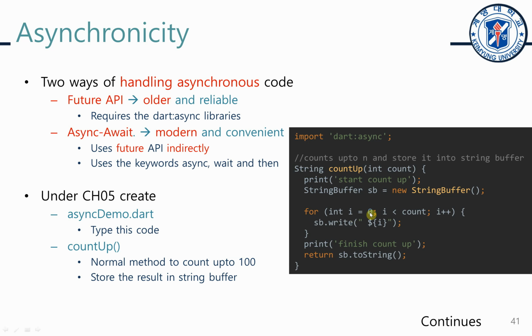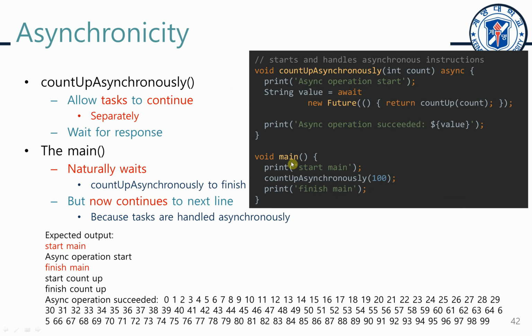I starts from 0 up to some count, it will store this I into a buffer, and when it's finished storing this I into a buffer, it will say finish count up, and then it will convert this string buffer just to string, and then it will return it. But because this will take some time, we can do other tasks while this program is being executed. So we can create count up asynchronously.